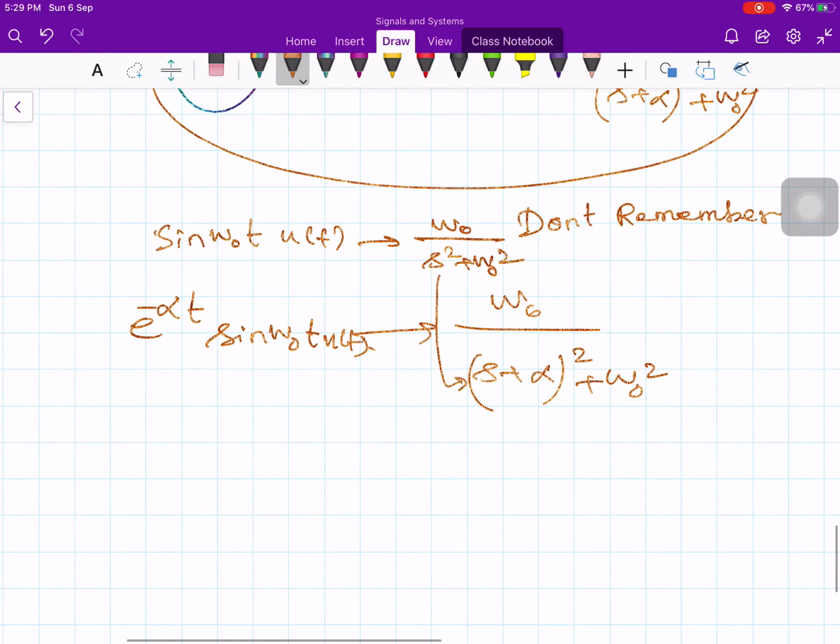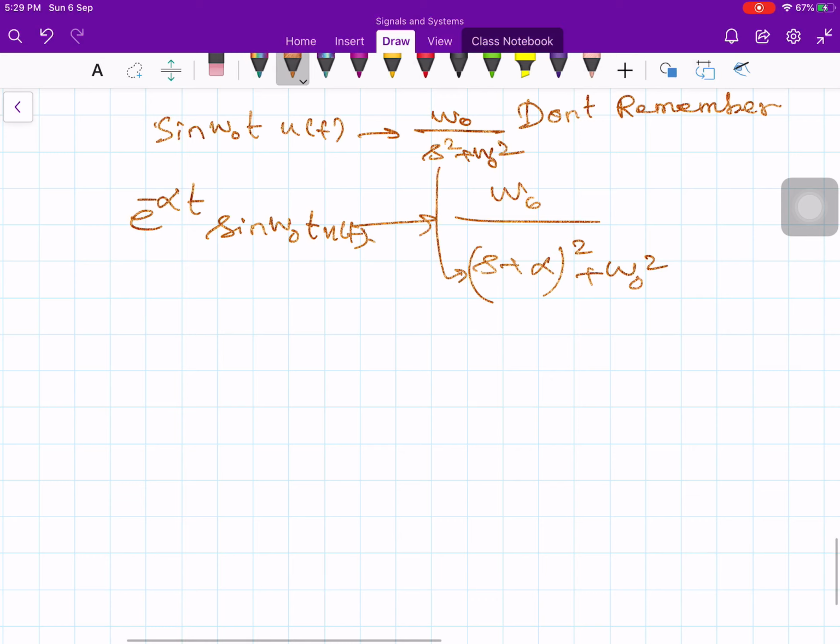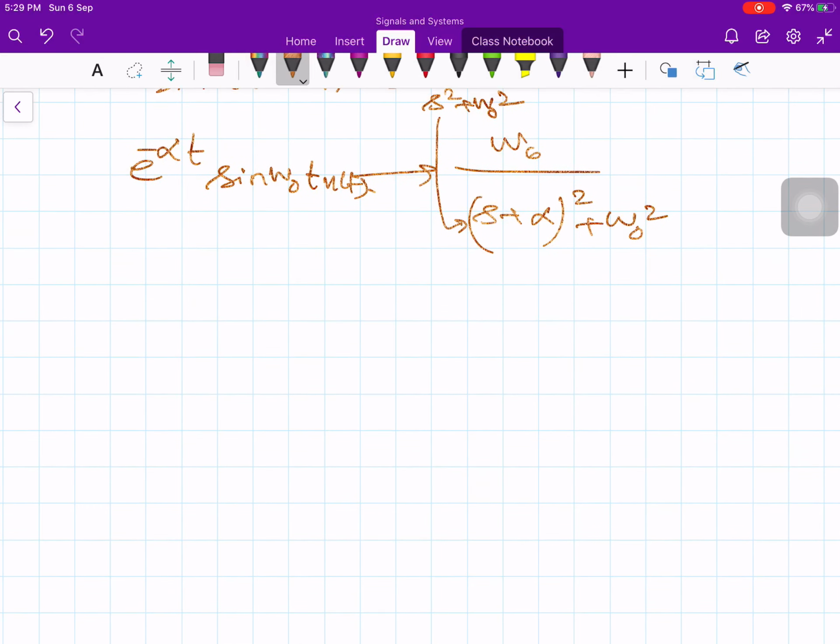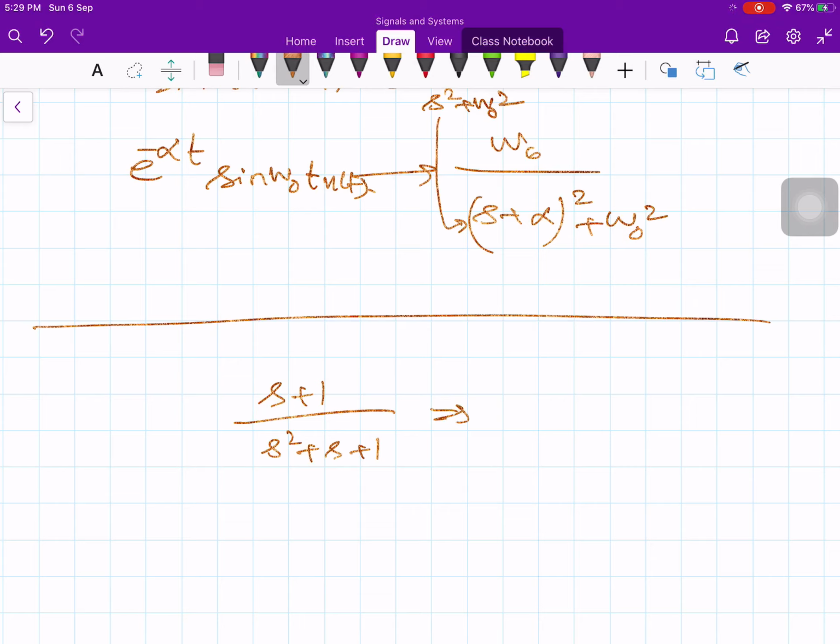Okay, visualizing this in this fashion will be very important. When you are sometimes taking inverse Laplace transforms of functions where a quadratic exists in the denominator, for example, suppose I take this function, let's say s plus 1 divided by s squared plus s plus 1, then how do you find out the inverse Laplace transform, ILT, right?